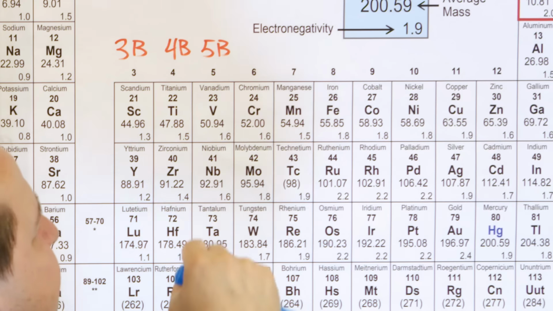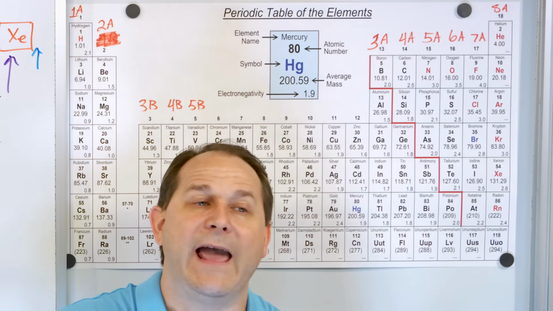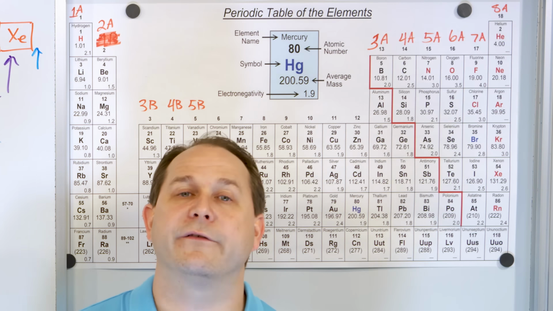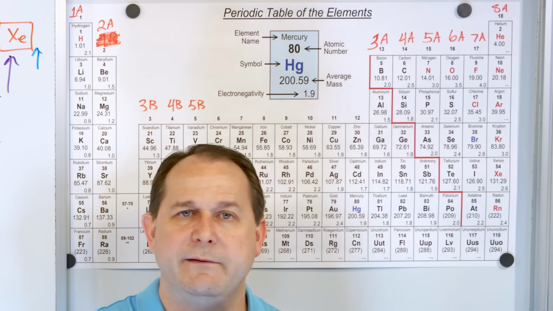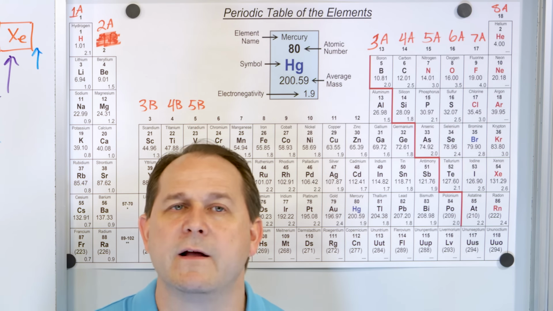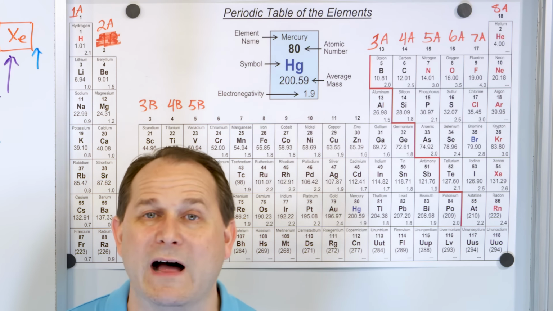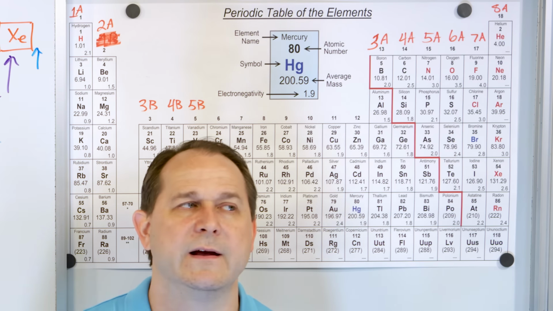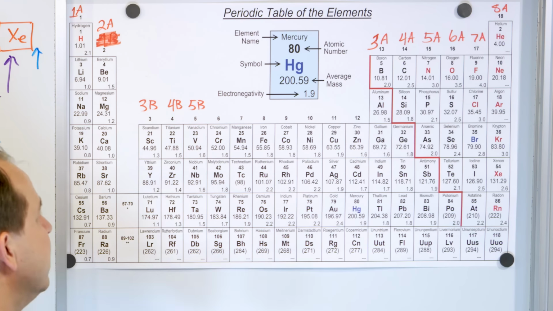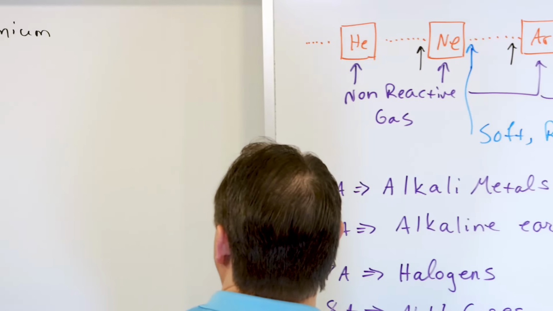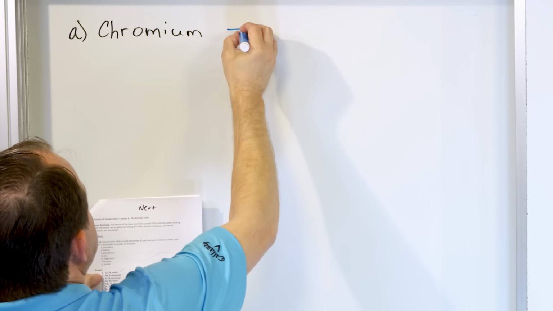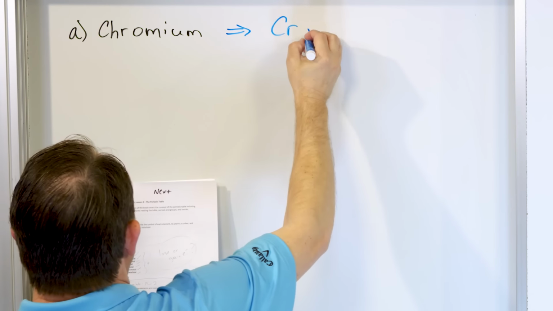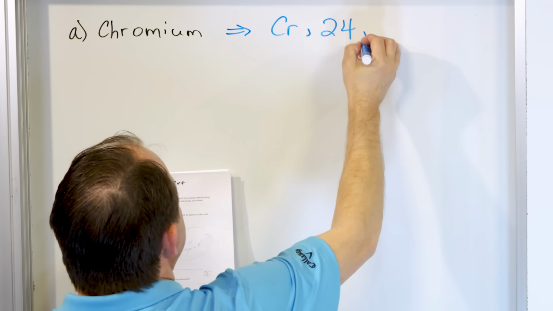That means chromium has 24 protons in the nucleus, and for the neutral atom of chromium, it has also 24 electrons. There also are neutrons in the nucleus, but these numbers don't tell us how many are there. Different flavors of chromium, which we call isotopes, can have different numbers of neutrons. But as far as the protons in the nucleus, it has 24, and 24 electrons to balance it out. So chromium, the symbol there is Cr, and there's 24 for the atomic number, and it's a metal.